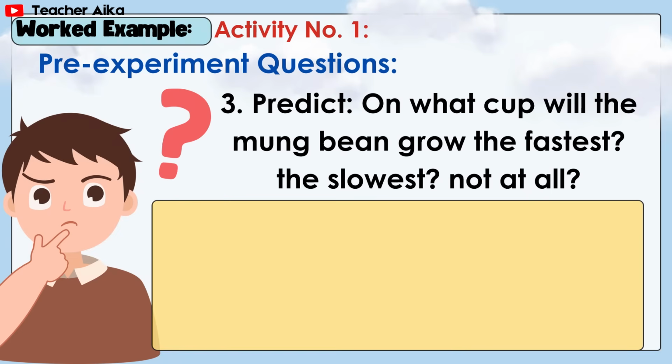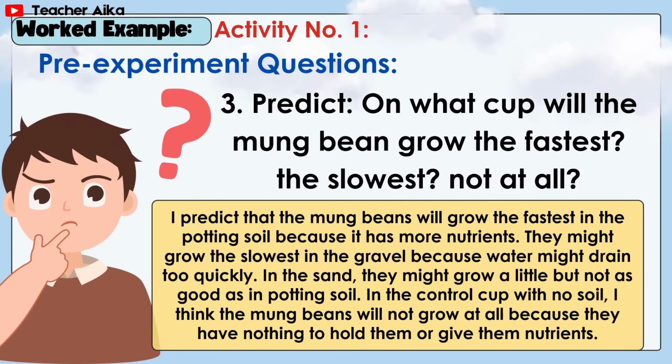Number 3. In which cup will the mung bean grow the fastest, the slowest, or not at all? Possible answer: I predict that the mung beans will grow the fastest in the potting soil because it has more nutrients. They might grow the slowest in the gravel because water might drain too quickly. In the sand, they might grow a little but not as well as in potting soil. In the control cup with no soil, I think the mung beans will not grow at all because they have nothing to hold them or give them nutrients.